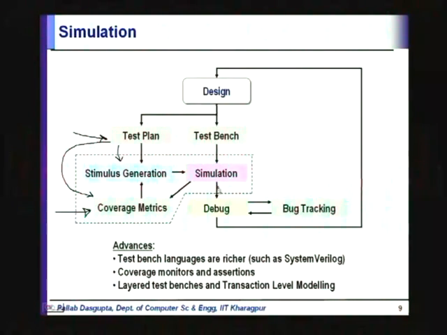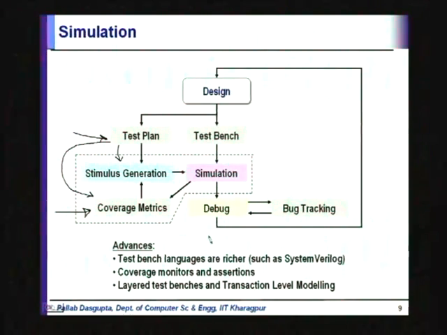And then after the simulation results are available, you debug and make sure whether there are any bugs that have come up. In other words, does the simulation output differ from your golden outputs? If so, then you do bug tracking and then go back to the design to change the design, and then again go through the whole flow again.